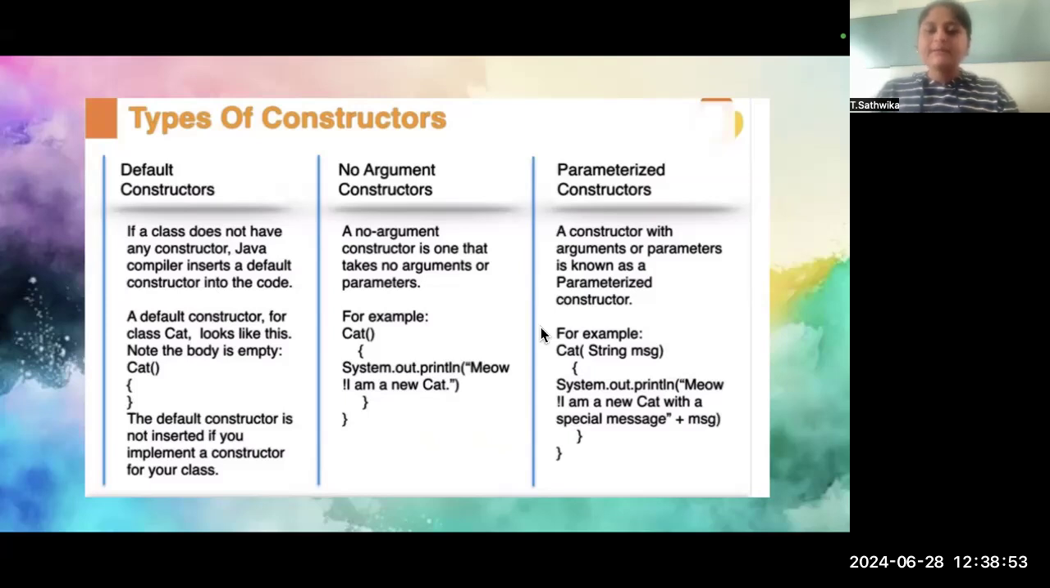For example, cat, string, and the message. These are the arguments, and this is a statement which is written as an argument or a parameter, and this particular statement is displayed onto the output screen.